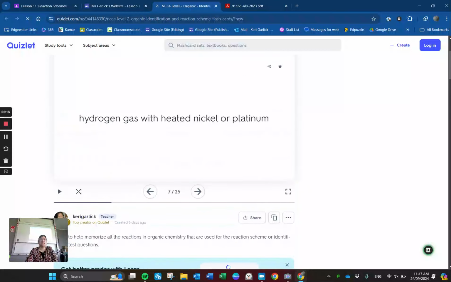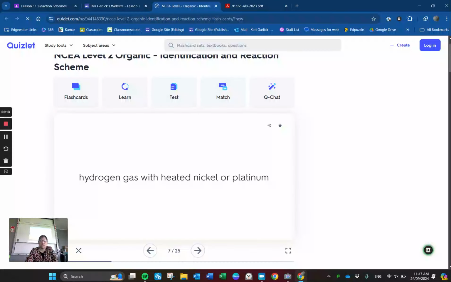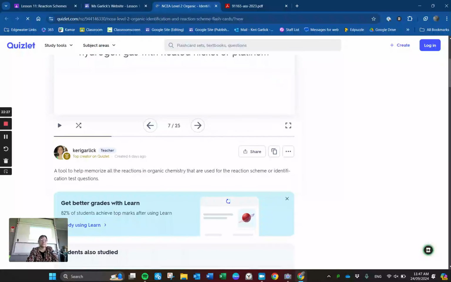And then there are games you can play with this as well, because there's tests and match. And I'm happy to host this as a Quizlet Live if you guys want to play it as a class to help memorize it all. There are basically 25 flashcards. And it also goes through the type of reactions as well. So make sure you know what addition, elimination, and substitution are. Cool, that is us.